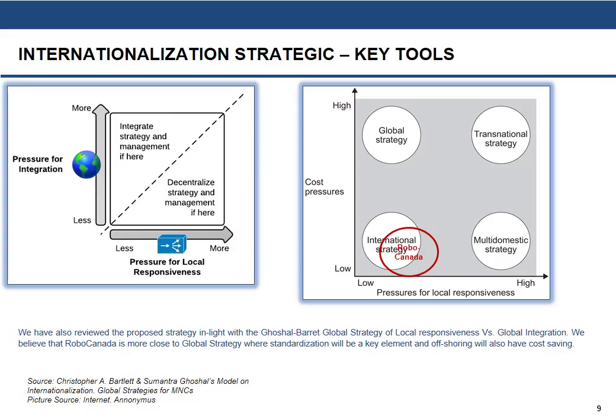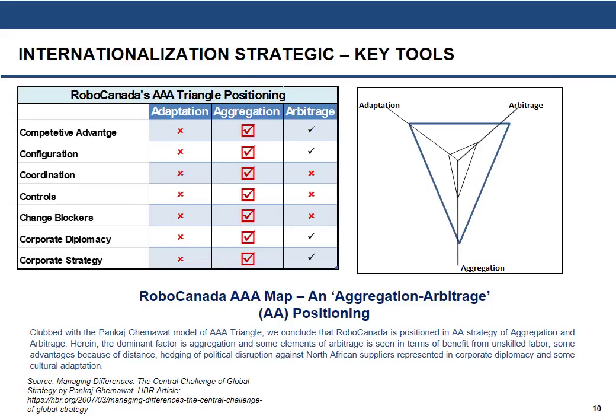We have also reviewed the proposed strategy in light of the Ghoshal-Barrett global strategy of local responsiveness versus global integration. We believe that RoboCanada is closer to global strategy, where standardization will be a key element and offshoring will also have cost savings. Clubbed with the Pankaj Ghemawat model of AAA triangle, we conclude that RoboCanada is positioned in AAA strategy of aggregation and arbitrage. Herein, the dominant factor is aggregation, and some elements of arbitrage are seen in terms of benefit from unskilled labor, some advantages because of distance, hedging of political disruption against North African suppliers, represented in corporate diplomacy, and other cultural adaptation.